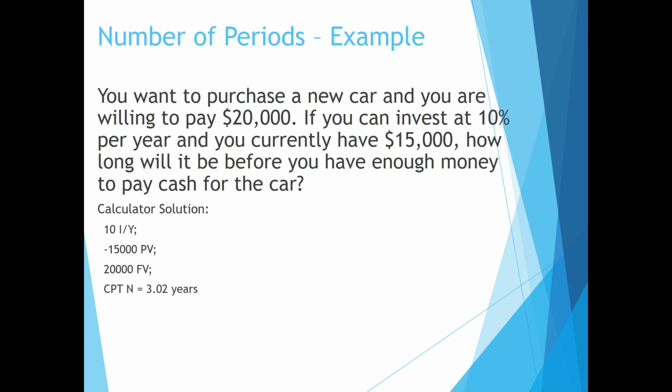Here's the calculator solution. We would do 10 I/Y, and the calculator knows that that's an interest rate, so you don't make that a decimal and you don't put the percent sign. Present value is how much we're investing. That will be a negative $15,000 because that money is coming out of our pocket, going into an investment or a bank account. We want to have $20,000 future value, and we are computing for n, so it would take us 3.02 years. Remember that it's very important that PV and future value, FV, are opposite signs.